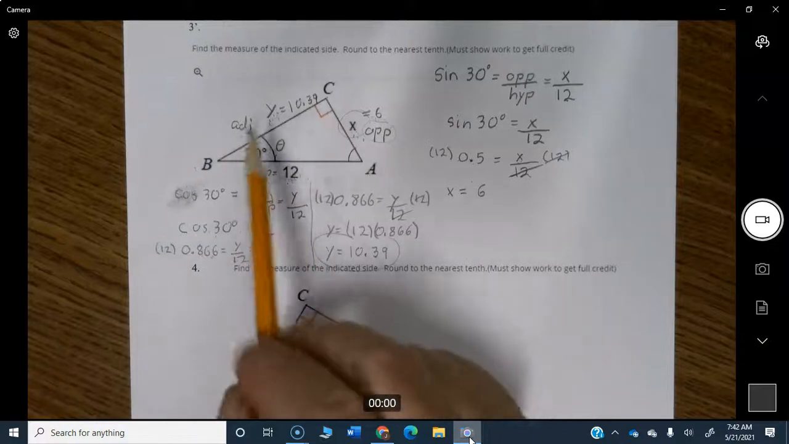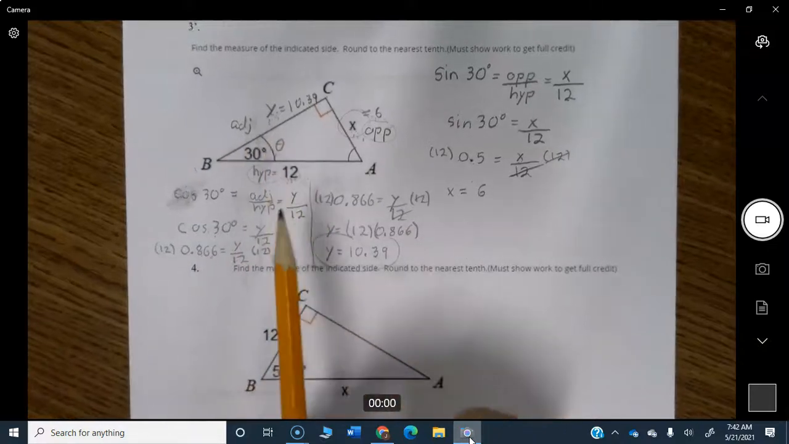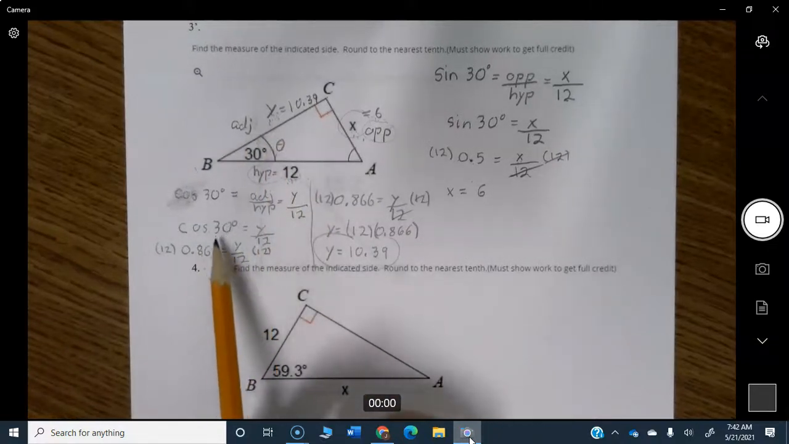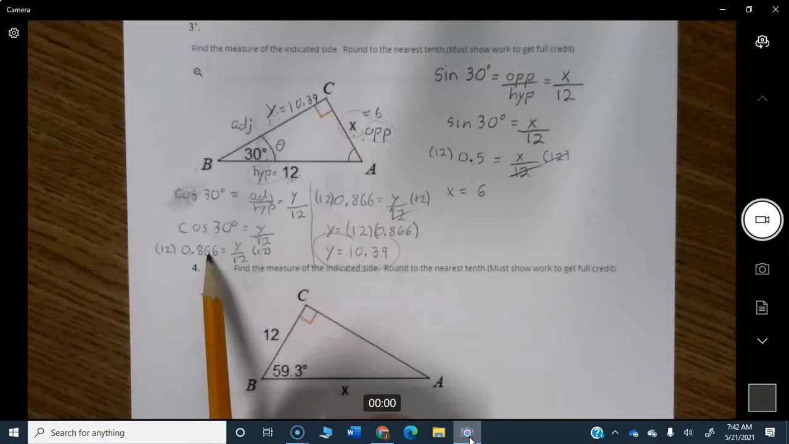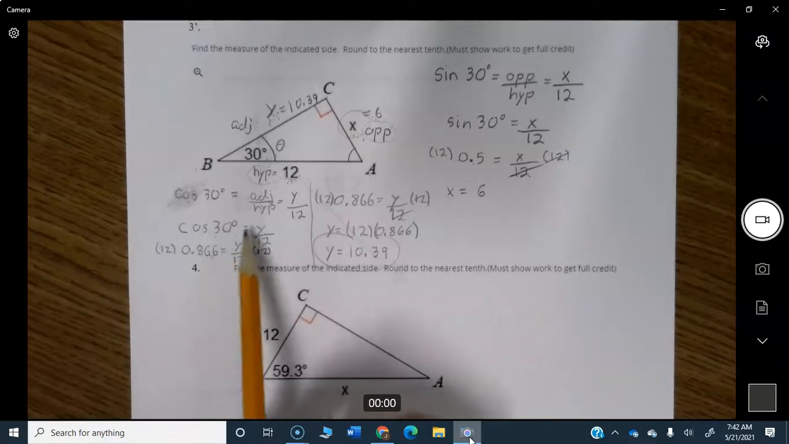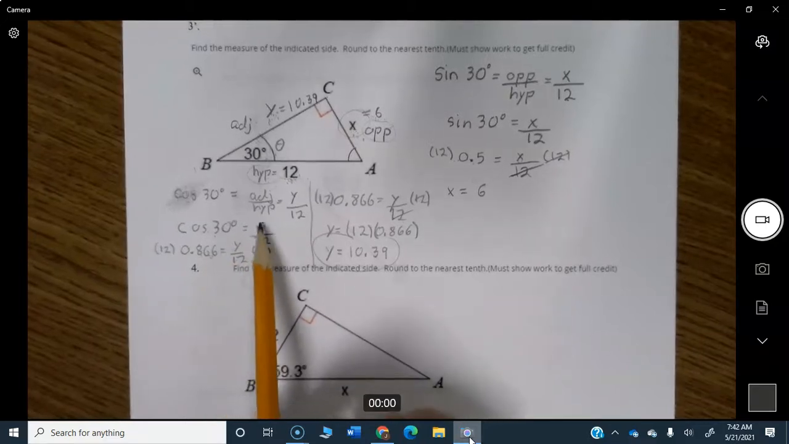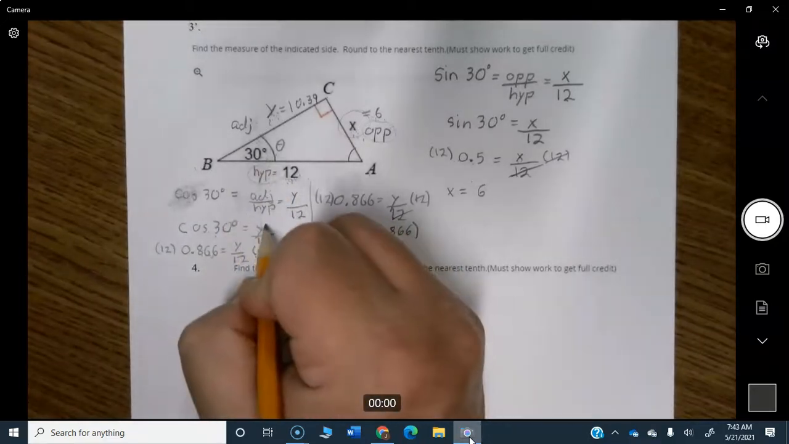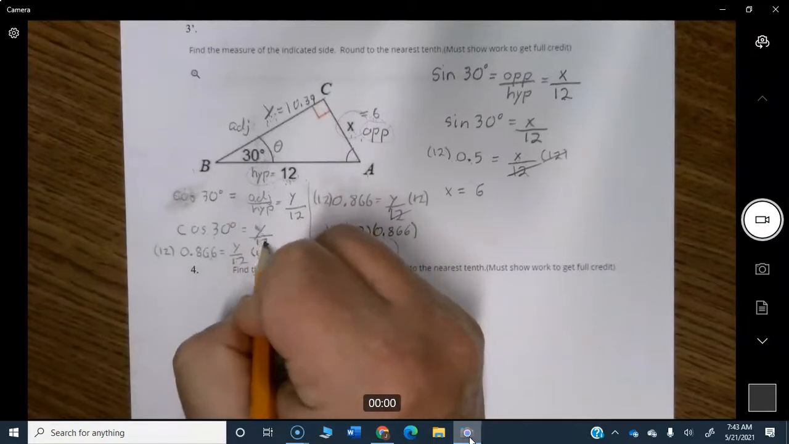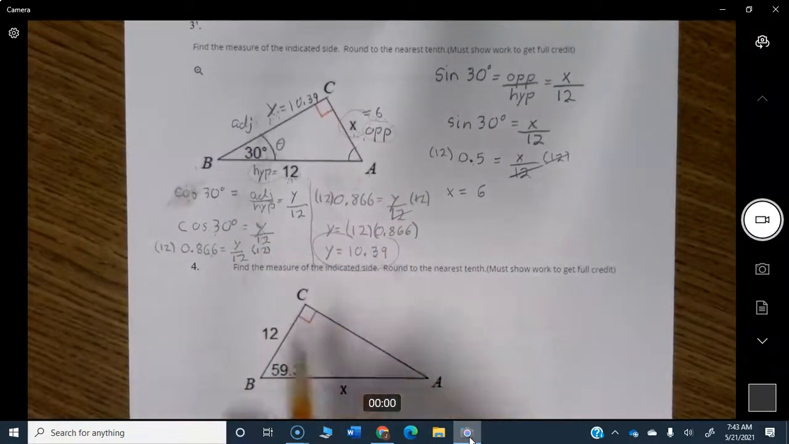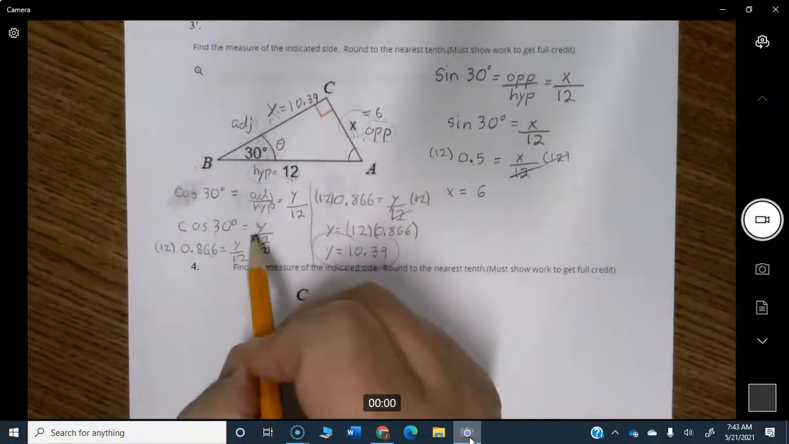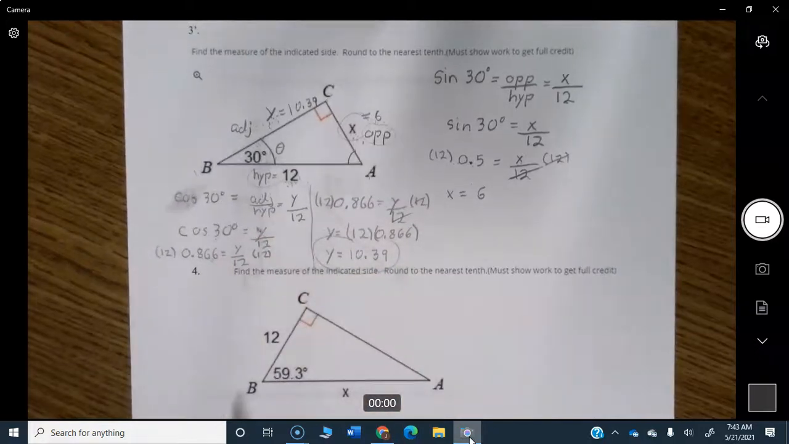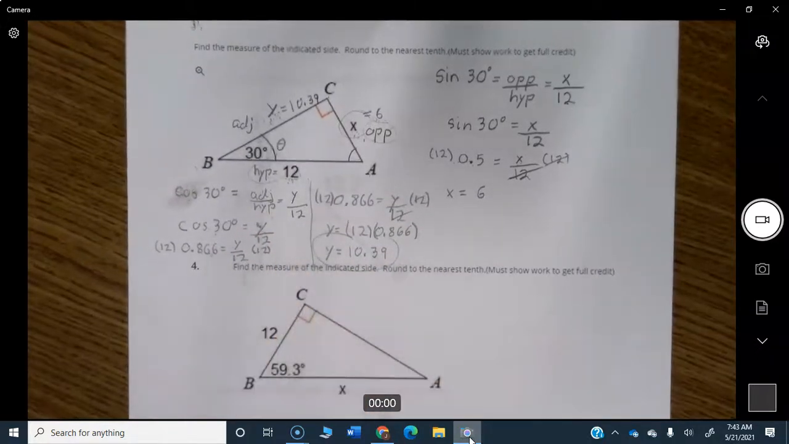So we did it one way. We said the adjacent over the hypotenuse is going to be the cosine, and we went ahead and went to the calculator to find the cosine of 30, and then we equated it. We know that it equates to y over 12, the adjacent over the hypotenuse. Okay, that's this. Okay, and then we just solved it.